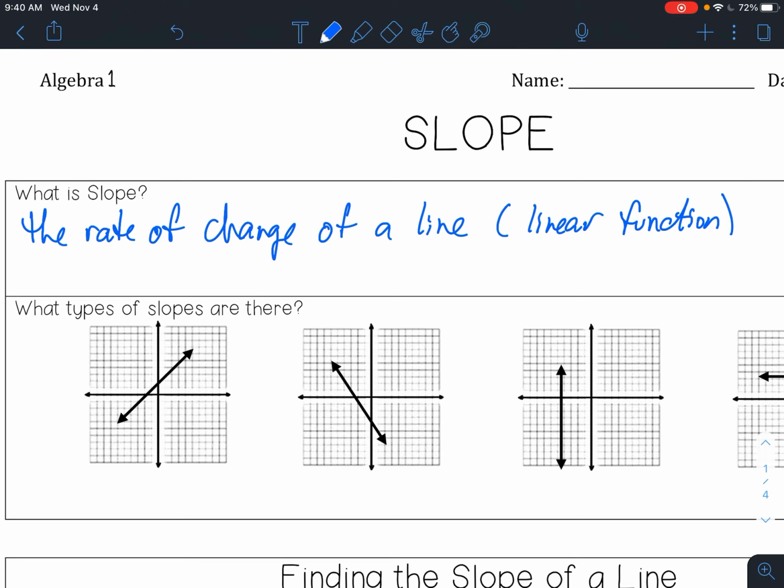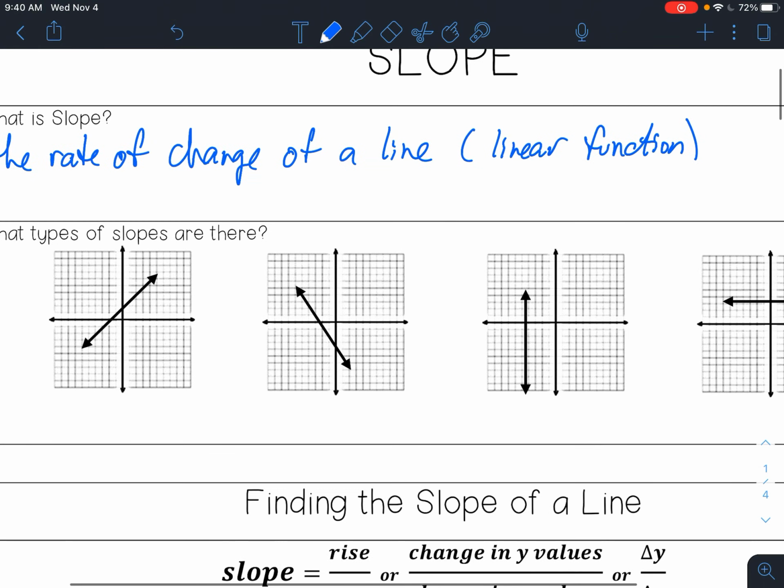So it's a rate of change. It's how quickly your y values move compared to your x values, which we'll get to in just a second. But it's a rate of change. It's just looking at how quickly my line is changing by. We got four different classifications, four different types of slope here.